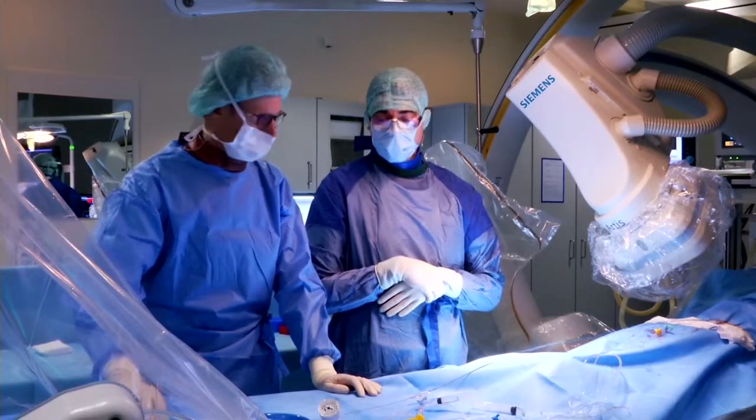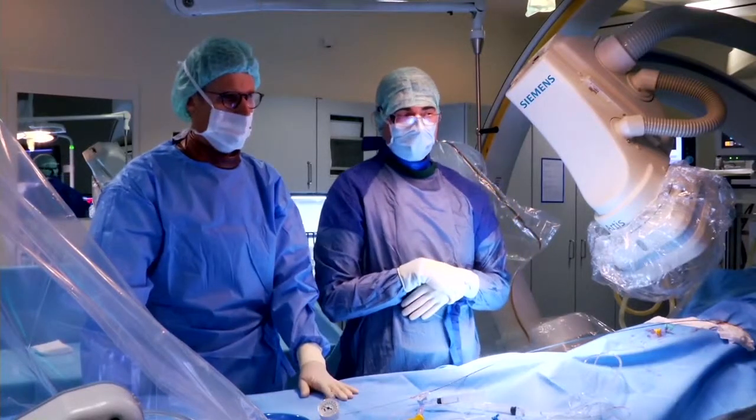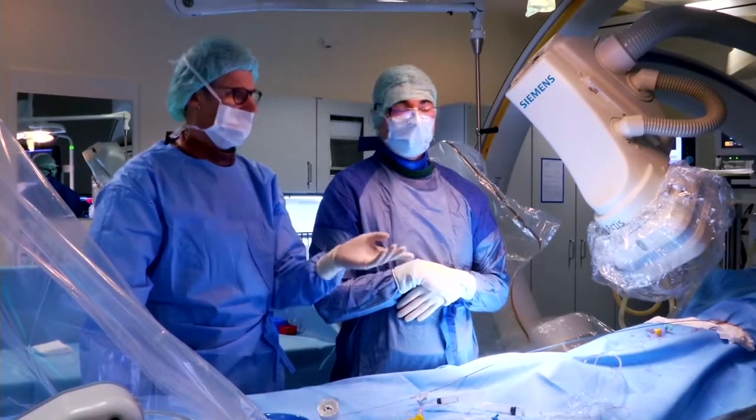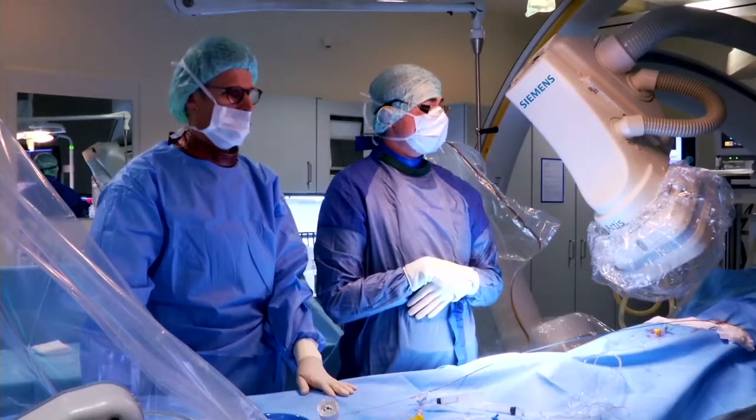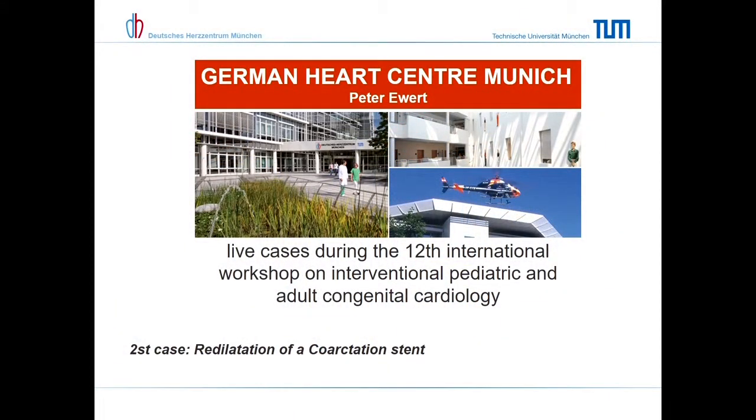Okay, so we have a next case here. We are about to dilate the stent, so we just wanted to inform you about the case. Can we see the PowerPoint slide? Yes, this is our second case. This is about redilation of a stented coarctation.